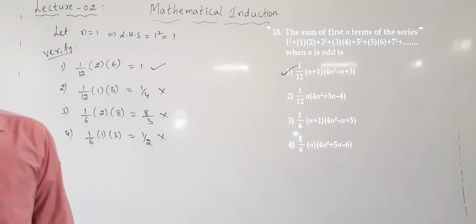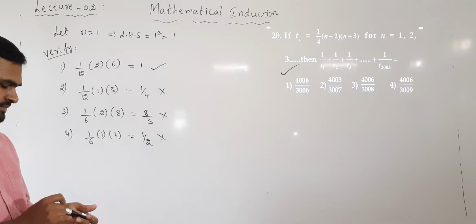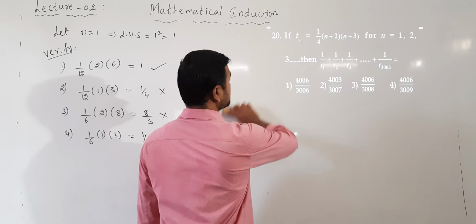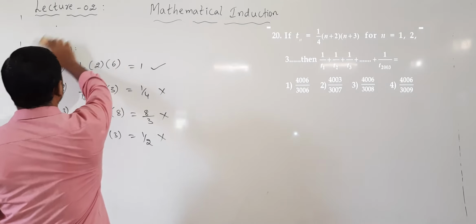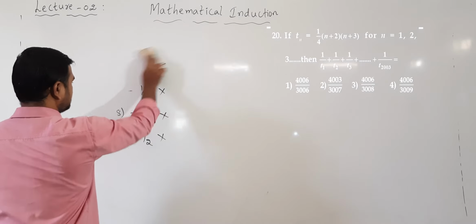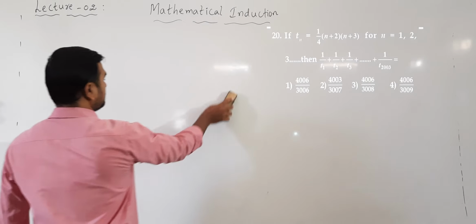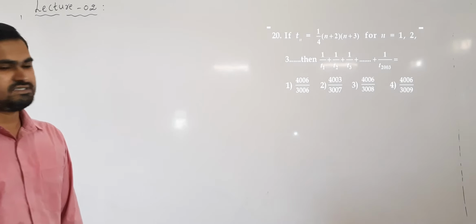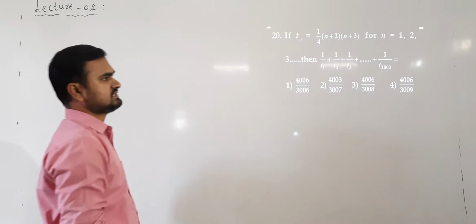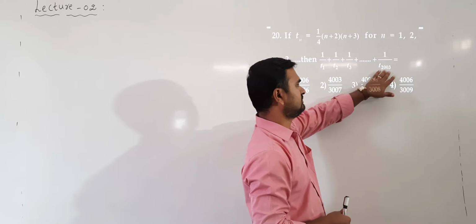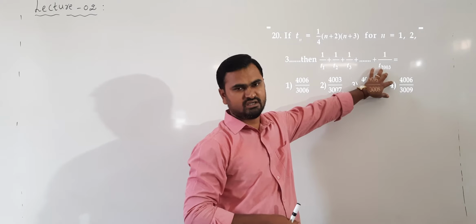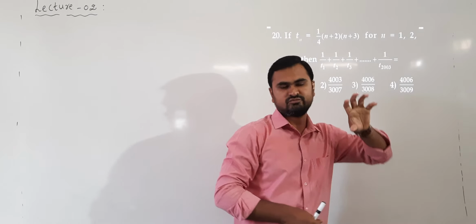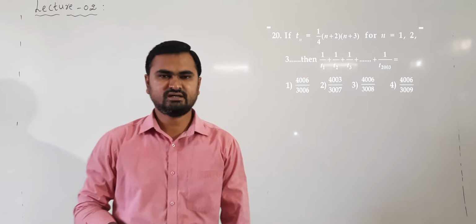Okay. Now see the next question. If Tn is given 1 by 4 into n plus 2 into n plus 3 for n equal to 1, 2, 3 and so on, then what is 1 by t1 plus 1 by t2 plus 1 by t3 and so on up to 1 by t 2003. So we are finding the sum up to some finite number of terms. Okay. So here up to 1 by t 2003. So for some fixed value of term, we are finding the summation.